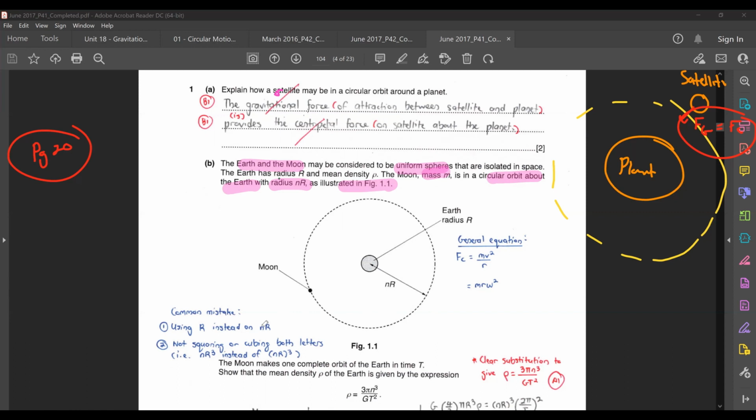All right. Now, the next part of the question mentions this. The Moon makes one complete orbit of the Earth in time T. Show that the mean density rho of the Earth is given by this expression, where rho is 3 pi n cubed over G T squared.